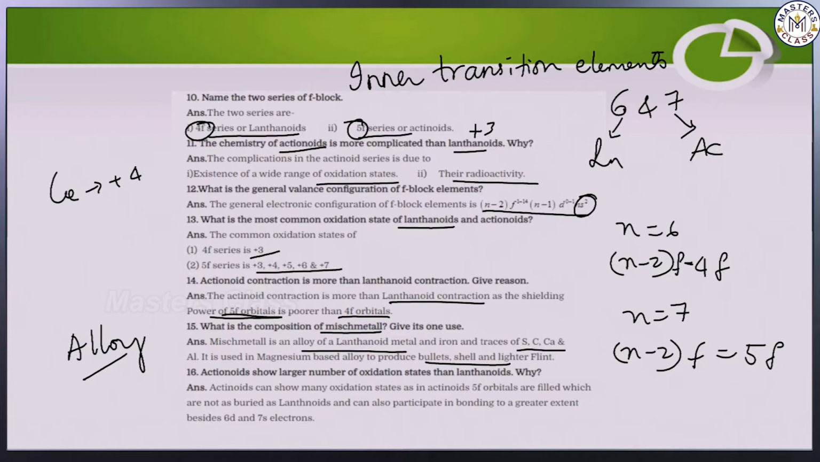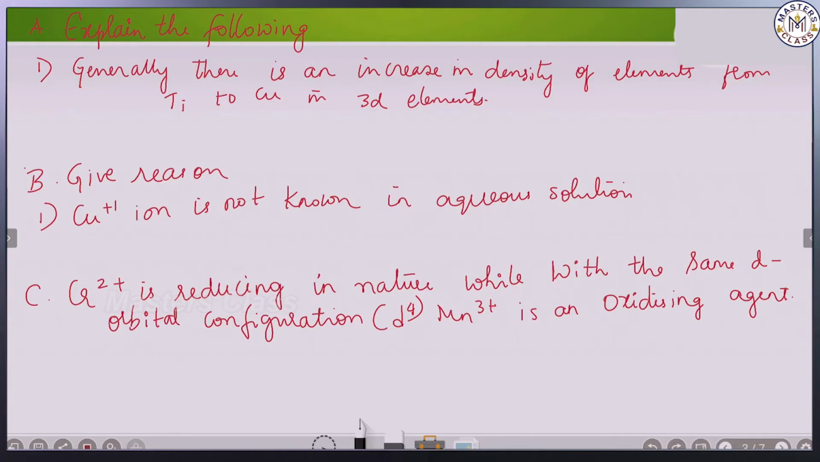Actinoids show a larger number of oxidation states than the lanthanoids. That is again because of the presence of the 5f, 6d, and 7s orbitals. You can see all these orbitals are there, where electrons can be added. Because of the presence of f, d, and s orbitals and the electrons, it will show more oxidation states.